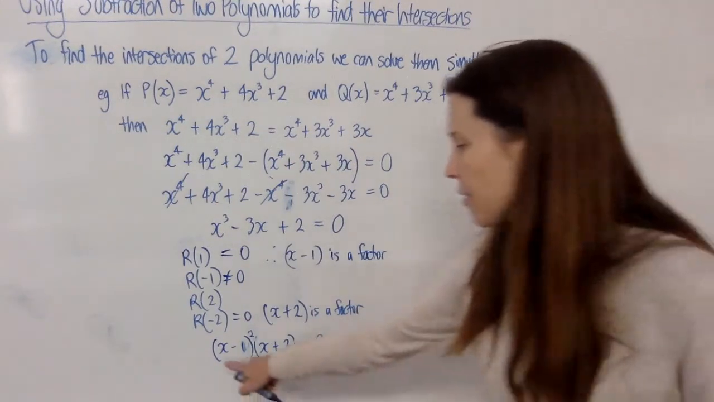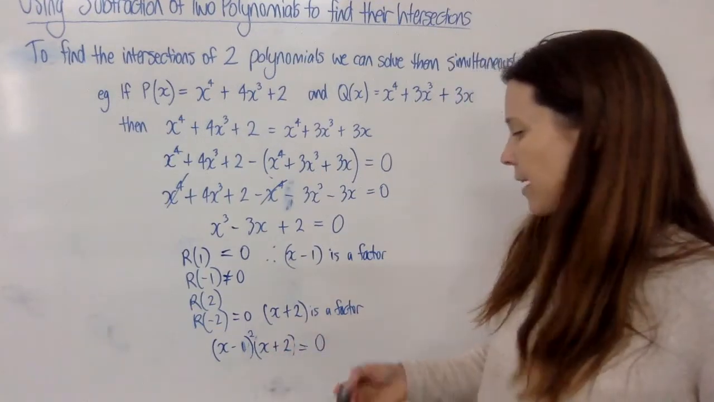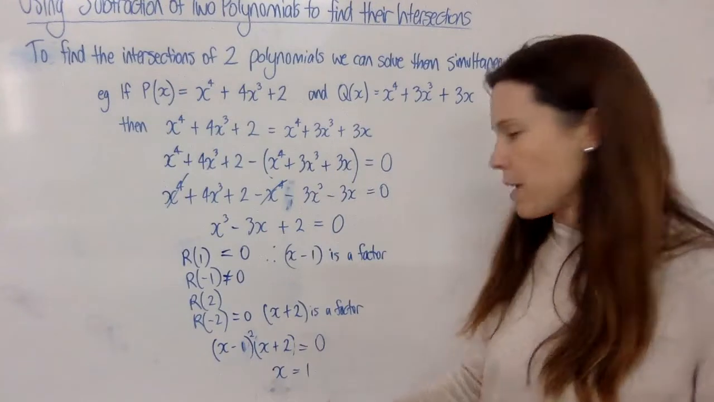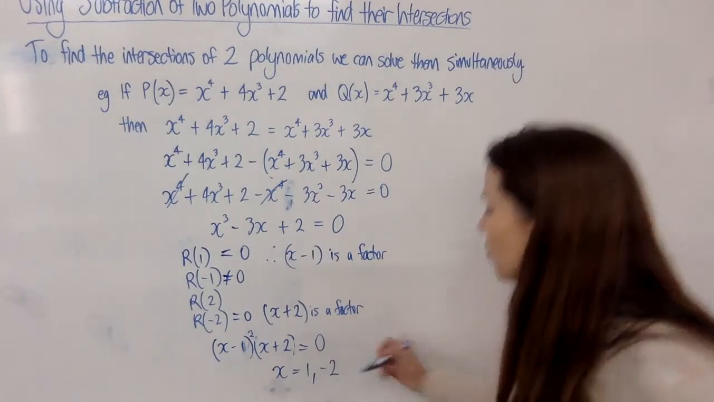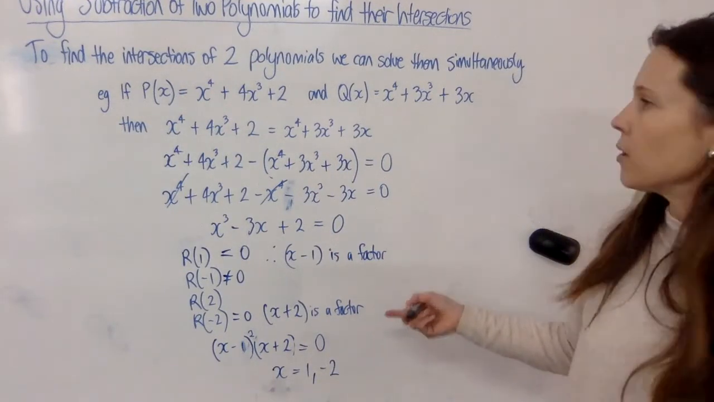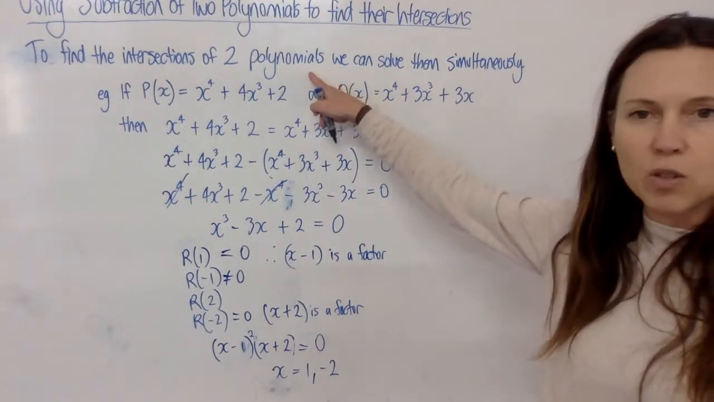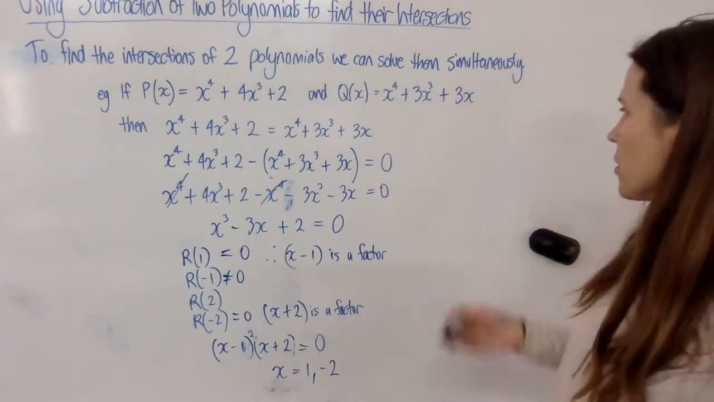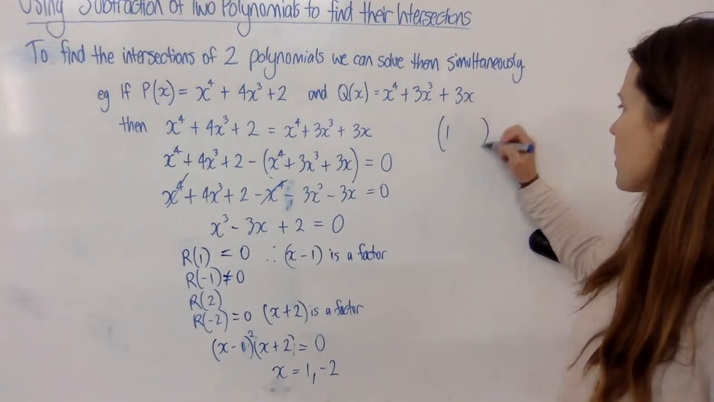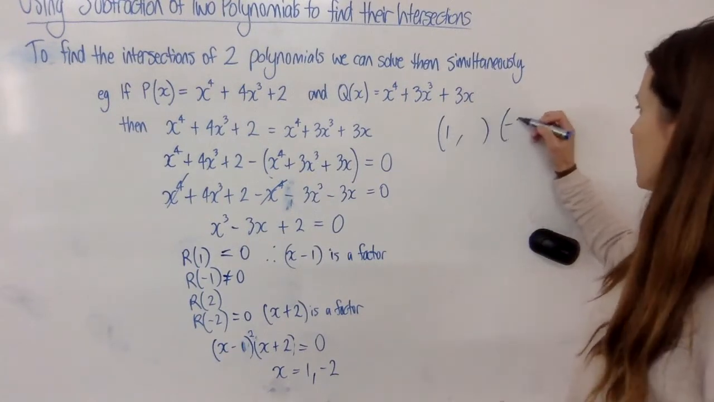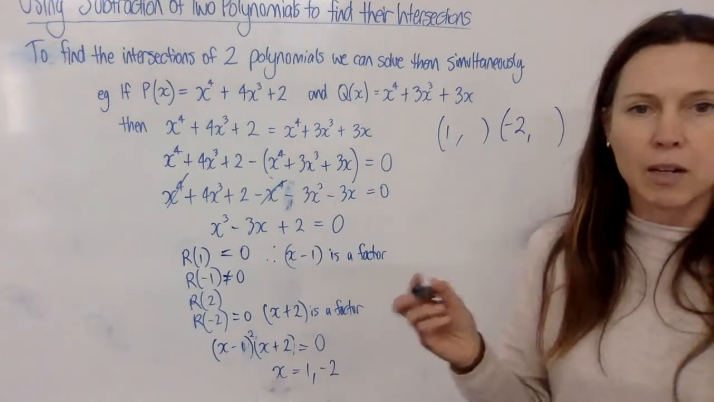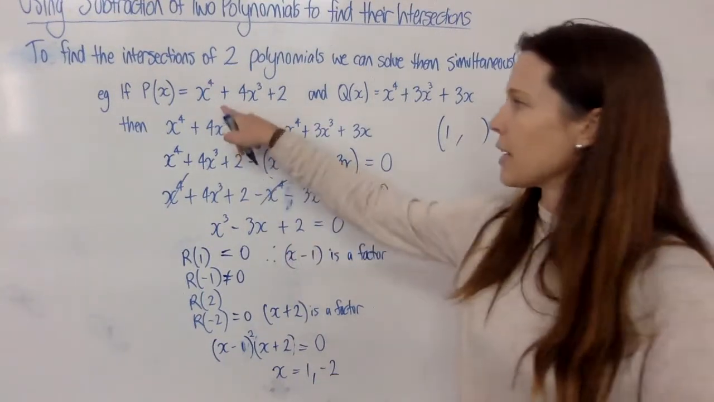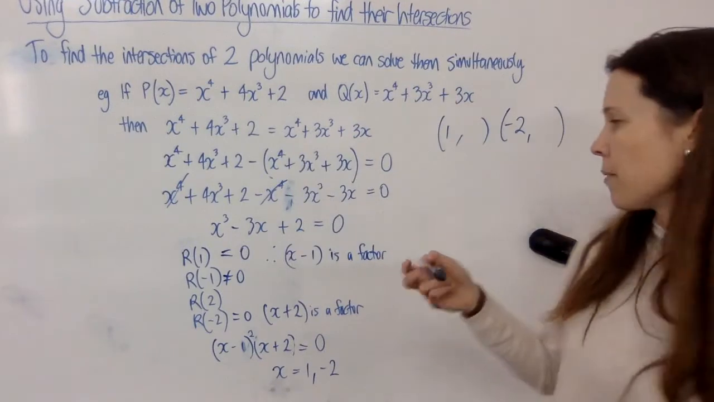So that means that this part was 0, which would mean that x was 1. Or this part was 0, which would mean that x is -2. Now, what are we trying to do here? We're trying to find the intersections of these two polynomials. So we've just found the x values of 2 of the intersections. So we've got 1 something, and we've got -2 something. How do I find the other one? Well, I can plug either of those x values back into either of these original polynomials to find the y value.